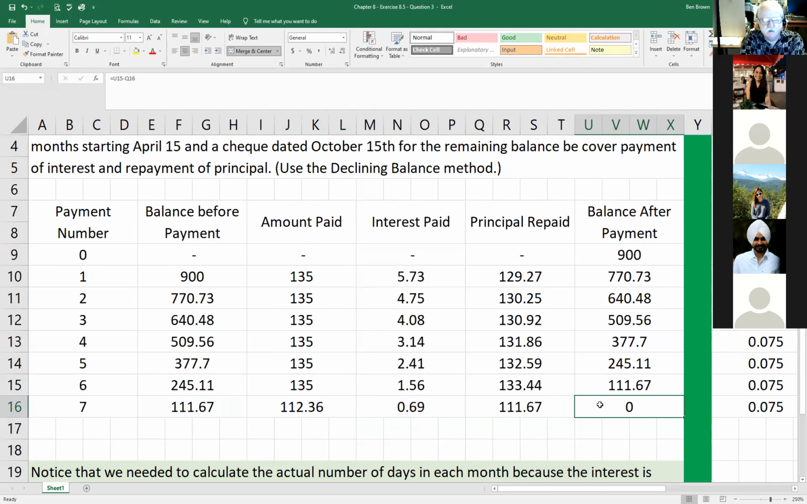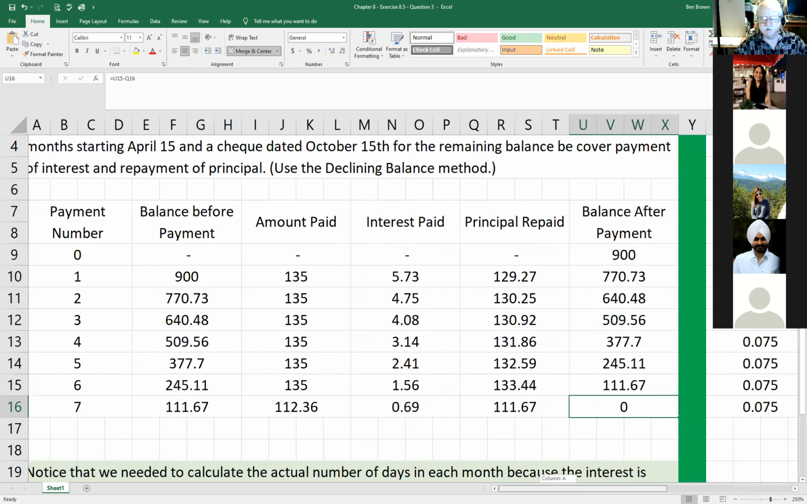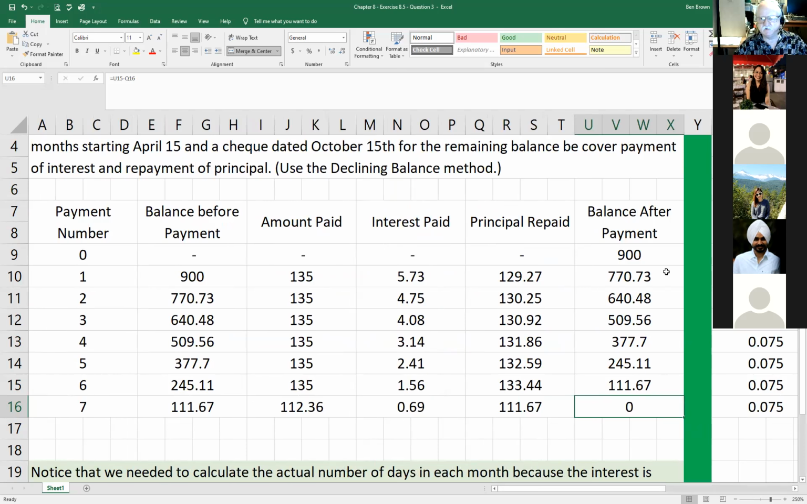So like I said, if you're dealing with the declining balance method and you've only got 2 or 3 payments, it's fairly straightforward just to do the calculations by hand like we did. If you start getting, like here we had 7 payments and it could be many more than 7, then it's really worth setting up the spreadsheet where once you've created that first row, you just copy it down and it'll do all these calculations for you.